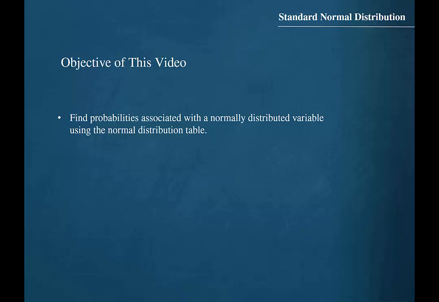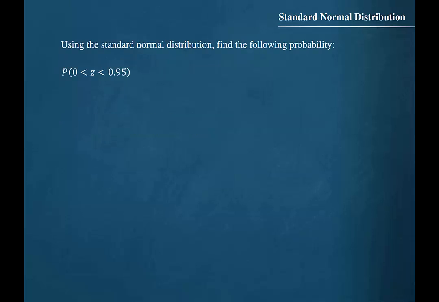The objective for this video is to learn how to find probabilities associated with a normally distributed variable using the normal distribution table. Using the standard normal distribution, find the probability that a randomly selected standardized value from a normally distributed variable is between 0 and 0.95.